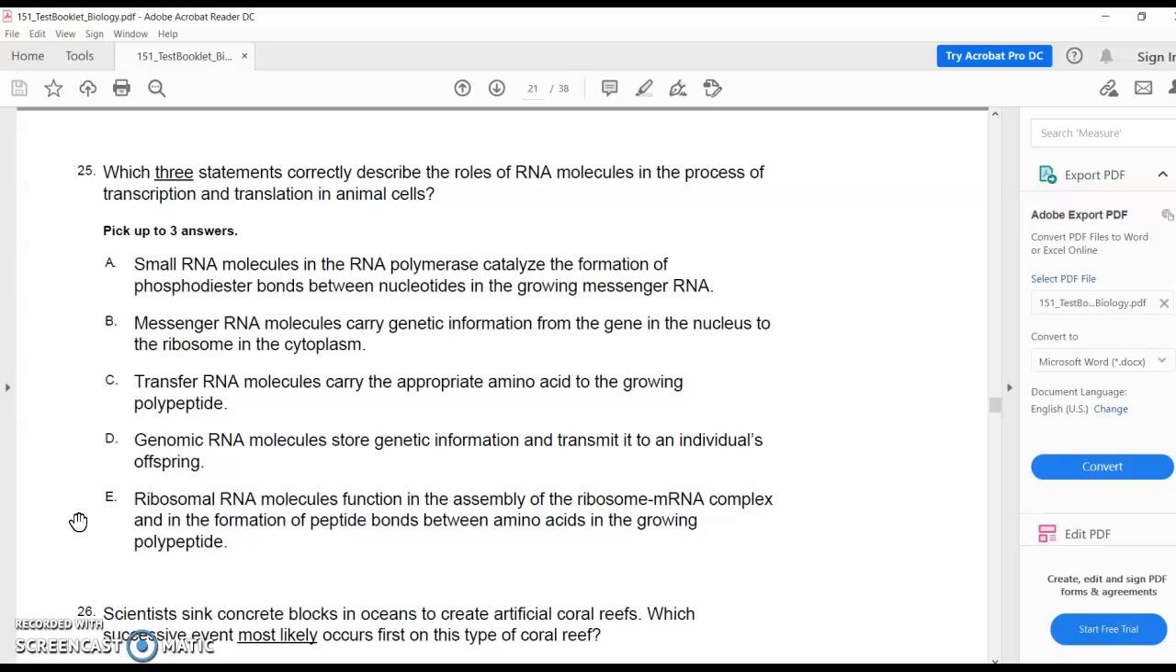Remember, mRNA, or that messenger RNA, carries genetic information from the nucleus to the cytoplasm. C, remember, tRNA transfers amino acids. And then rRNA is found in the ribosome, which is the location for protein synthesis or translation.